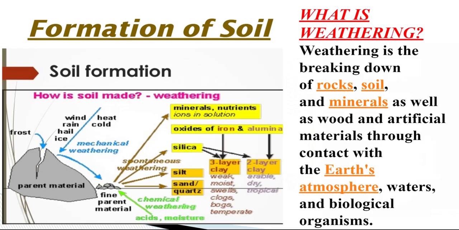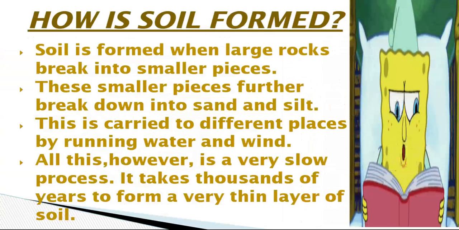There is this blue arrow. Can you see in the picture, children? Because of these, the parent material, the larger rock, breaks down into smaller rocks. And this process is known as weathering. Let's move further and discuss how soil is formed. Children, soil is formed when large rocks break into smaller pieces. These smaller pieces further break down into sand and silt.